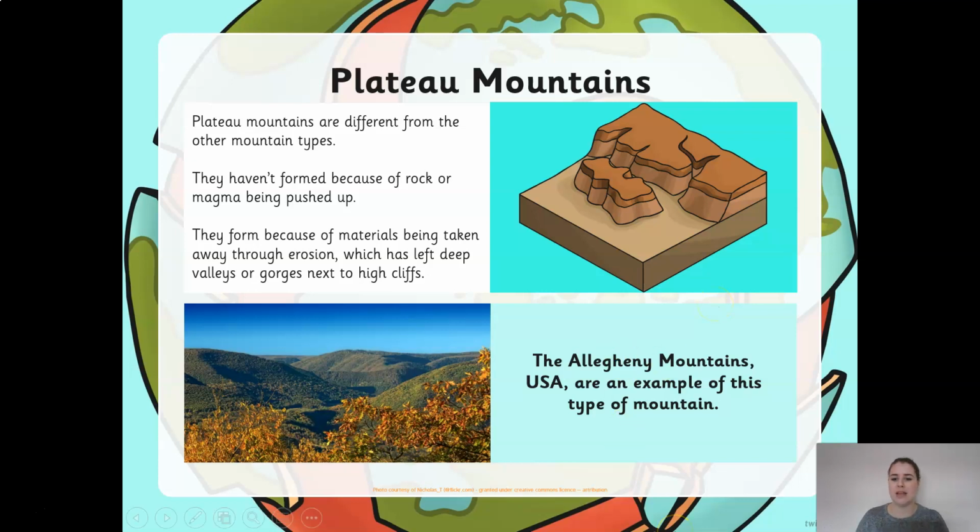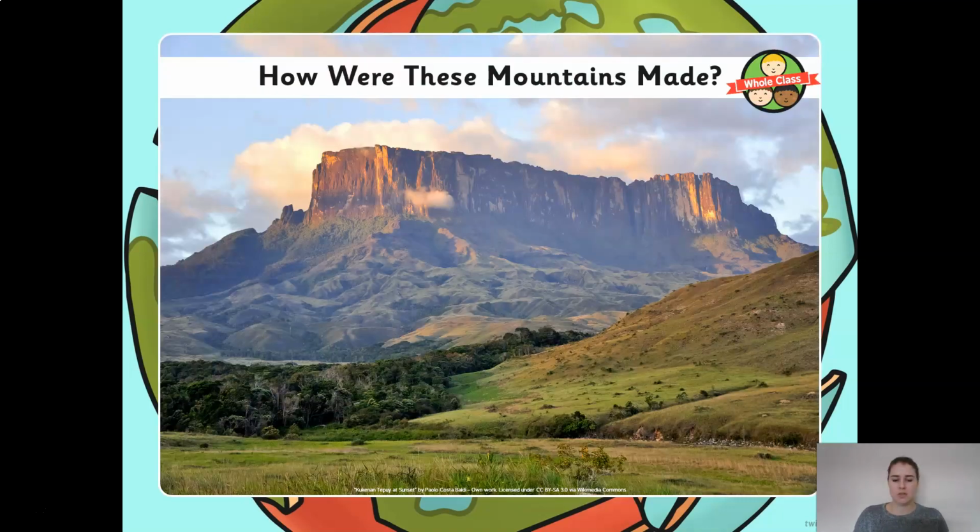Okay, so you have the Allegheny Mountains in the USA, and here you can see an example of them. Although this would have been flat land at one point in time, they've been formed into mountains because the edges have eroded, creating deeper valleys in between. Okay, so we've got our 3 different types of mountains that we've looked at there. So let's explore some of the pictures that we've got here, okay?